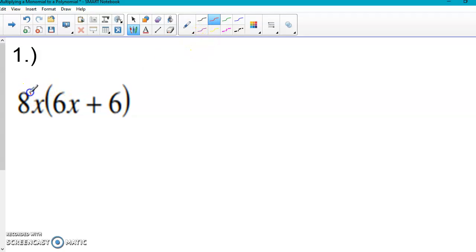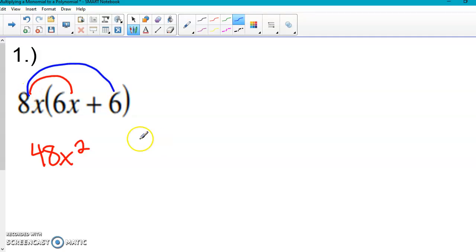So the first thing we're going to multiply is 8x times 6x. So we'll do the numbers first. So 8 times 6 is 48. And then we'll do the letters. X times x is x squared. Okay, then we'll come back and grab the 8x again, but this time we will go to the next guy in the parentheses, which is a positive 6.